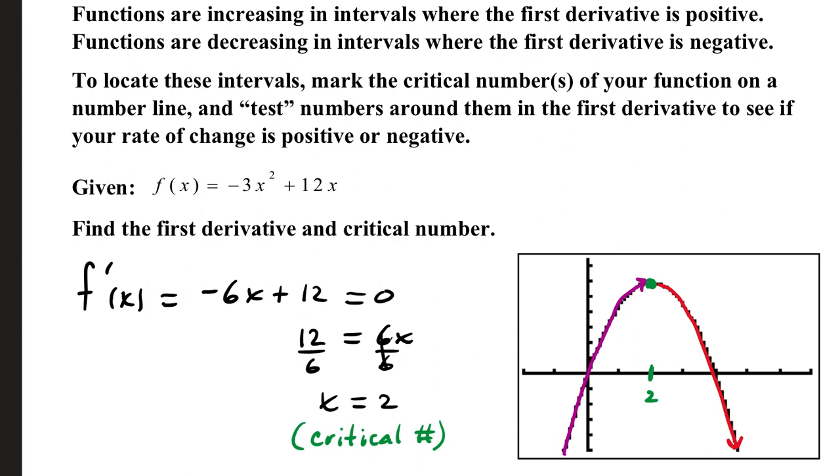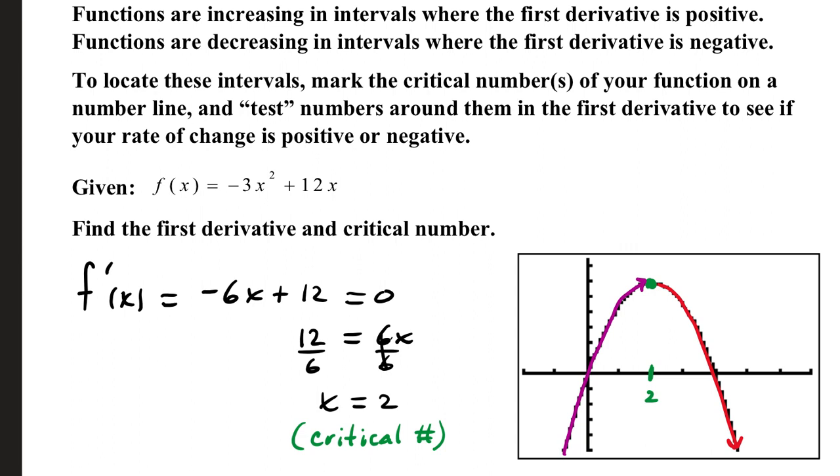So this is a continuation of the video before. Let's take the function negative 3x squared plus 12x. Its first derivative is negative 6x plus 12. Hilltops and valley floors occur where your first derivative is 0. There's no rate of change at a hilltop or a valley floor. Add 6x to both sides, divide by 6, and you get a critical number of 2.